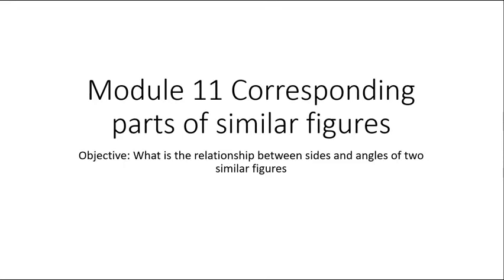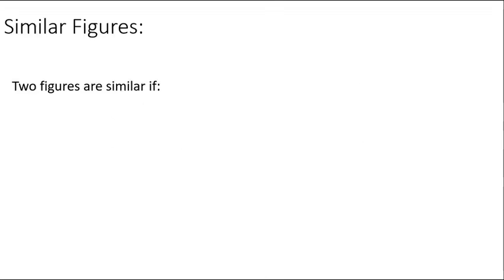Okay, so today we're going over Module 11 again. It's the corresponding parts of similar figures. And again, the objective is still: what is the relationship between sides and angles of two similar figures? So we're going to start off with what are similar figures. We just say two figures are similar if these two conditions are met.